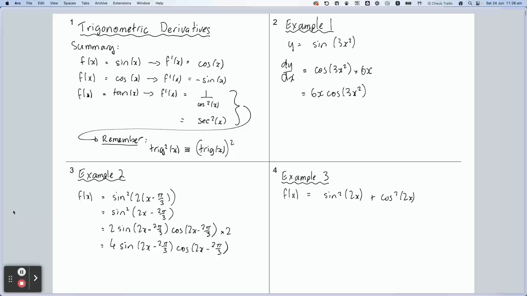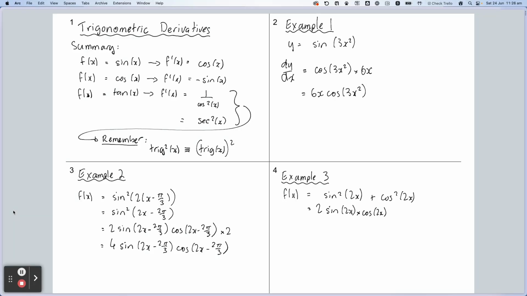Example 3, sine squared of 2x plus cos squared of 2x is equal to, okay, the outer layer is the square, so we bring the 2 out and we have sine of 2x, and then we multiply it by the inner layer, which is sine of 2x, and that would be cos 2x.